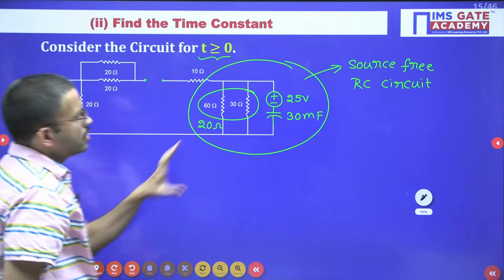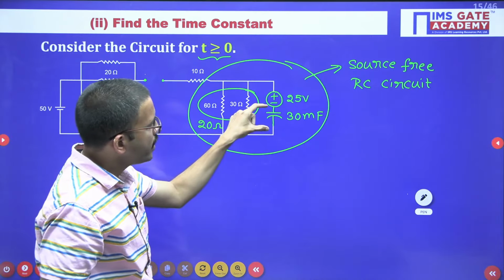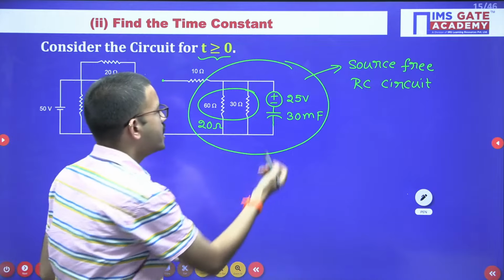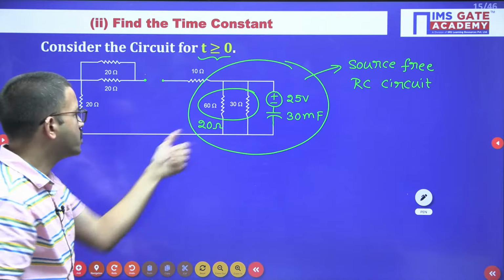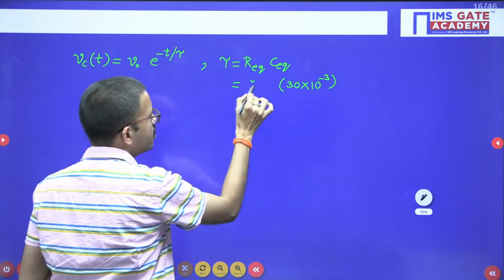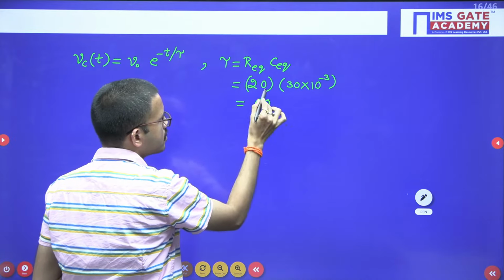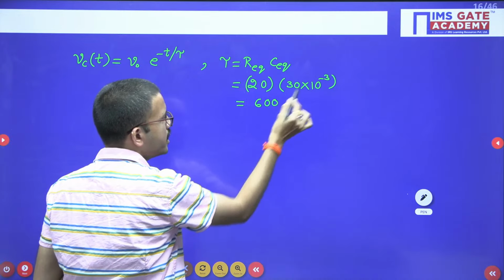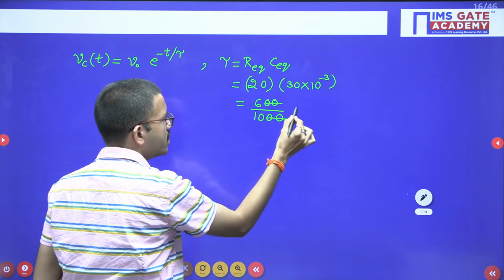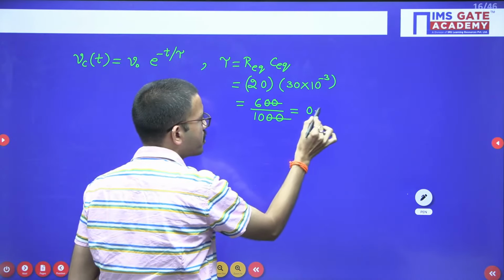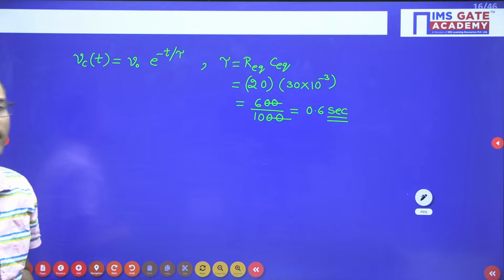Next, in this particular circuit, make the voltage source short. The 30 millifarad capacitor, make it open. Then across these open circuit terminals, you are having only one resistor, that is 20 ohm, right? So that itself is the R equivalent. So R equivalent is 20. So 20 into 30, that is 600, right? 10 power minus 3 we can write as 1 by 1000, so 2 zeros will get cancelled. 6 by 10 we can write as 0.6. Units are seconds because it is a time constant, R into C.